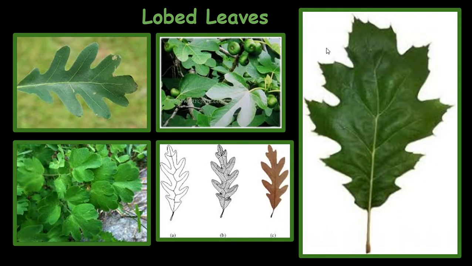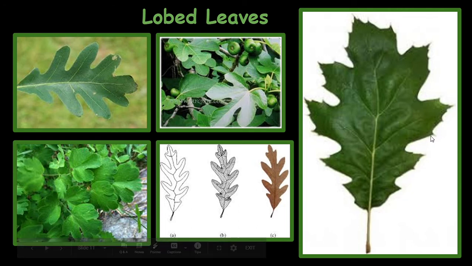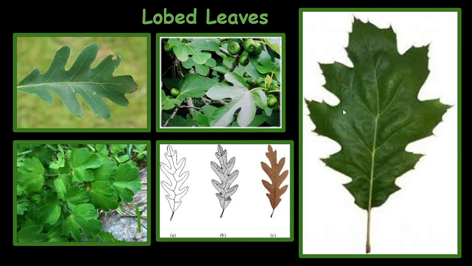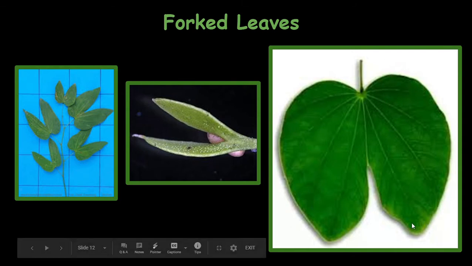These are called the lobed leaves, since they have lobes. See? If you follow the cursor, you can see they have lobes. That's why they are called lobed leaves. Just like we have lobes in our ears, they also have lobes. That's why they are called lobed leaves. Now look at these fork leaves. Aren't they pretty? These are called fork leaves.